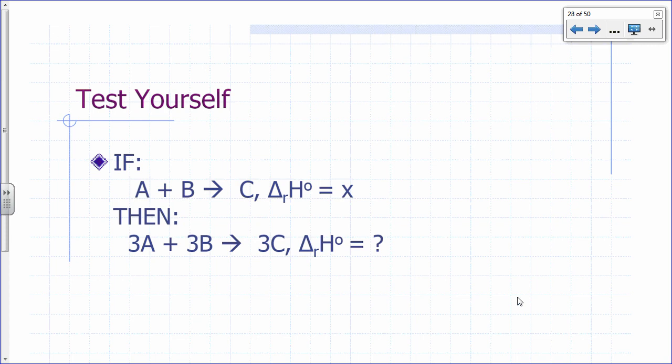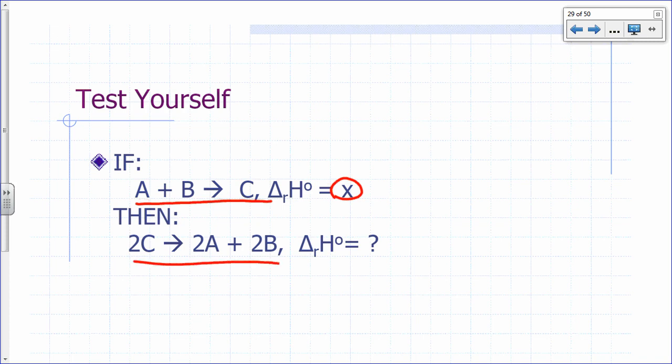What if A plus B gives you C and the delta H for that reaction is X? What if I write my thermochemical equation as 3A plus 3B gives me 3C? What would be my delta H? It's going to be 3X. Now, what if I have this one: A plus B gives me C, delta H equals X. If I were to reverse and multiply all the coefficients by 2, what will be my delta H? Negative 2X.